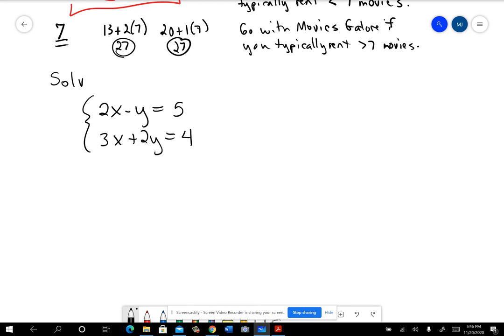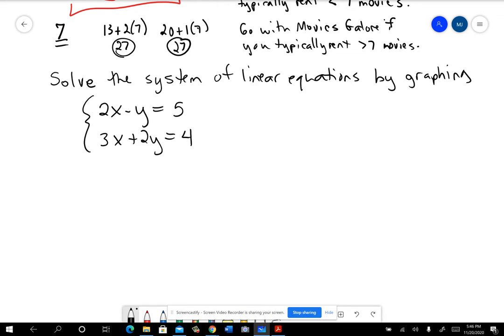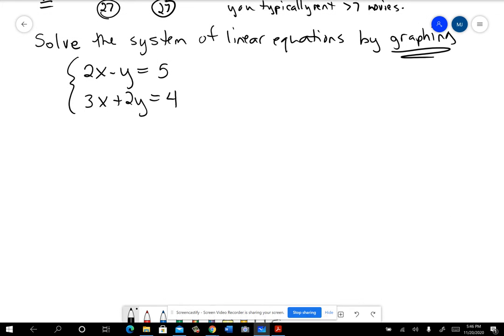And so we're going to graph to start with, solve the system of linear equations by graphing is what I'm going to do. Okay. So the idea is I'm going to graph the two equations and I'm going to see if I can tell what the point of intersection would be.